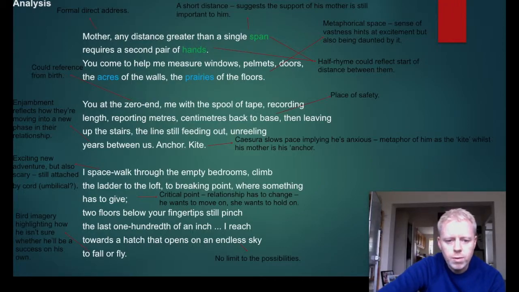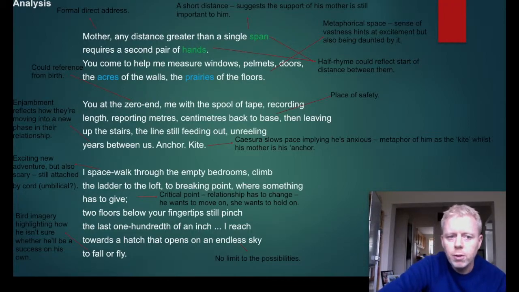I spacewalk through the empty bedrooms, climb the ladder to the loft, to breaking point where something has to give. Two floors below, your fingertips still pinch the last 1/100th of an inch. I reach towards a hatch that opens on an endless sky, to fall or fly.